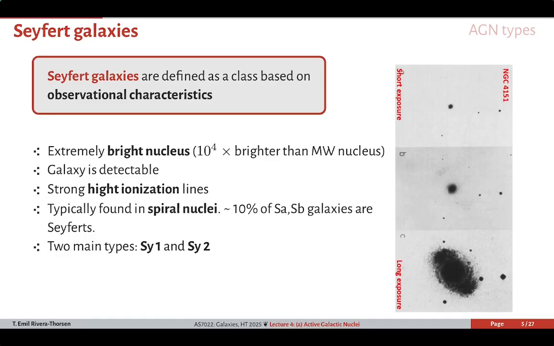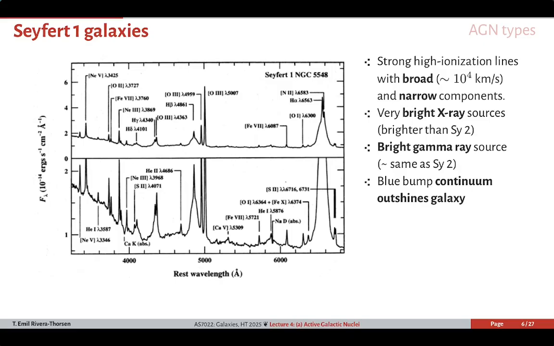Seyfert galaxies come in 2 different subtypes, Seyfert 1 and Seyfert 2. If we look first at Seyfert 1 galaxies, we can see that they have very strong emission lines from highly ionized gas. You can see in the spectrum there's Ne V, which means quadruply ionized neon. You can see doubly ionized oxygen. You can see 6 times ionized iron, and so on and so forth.